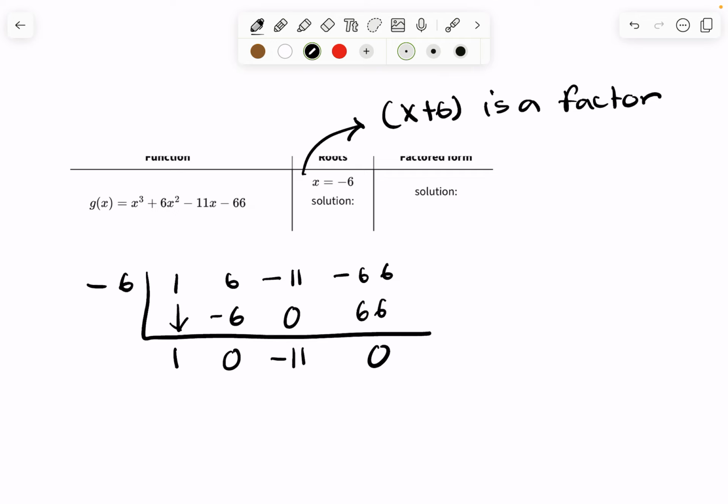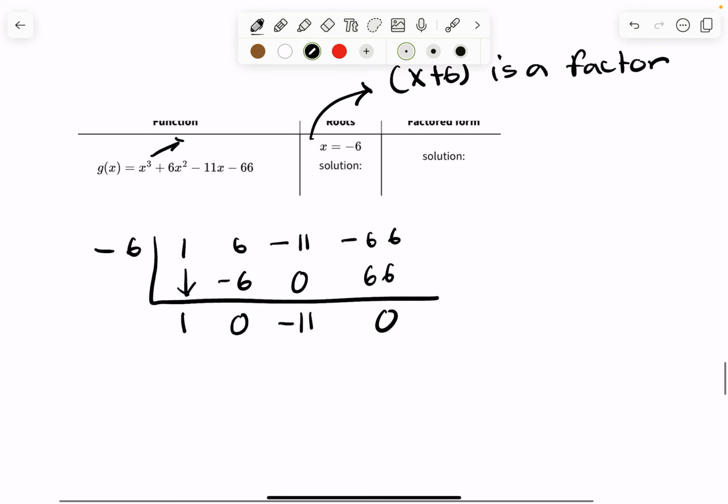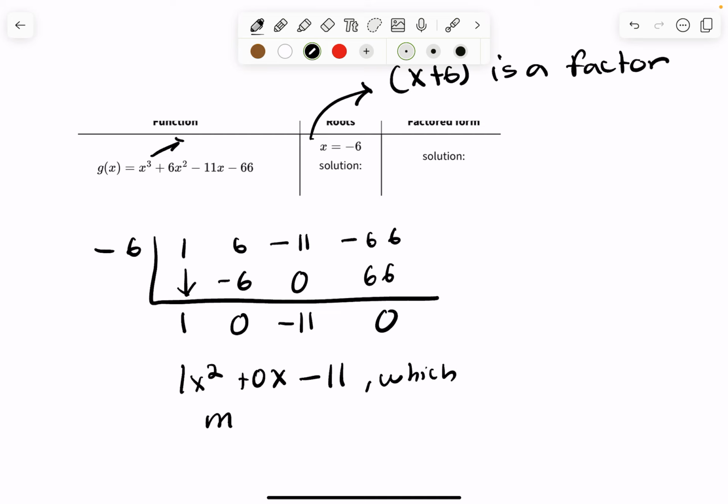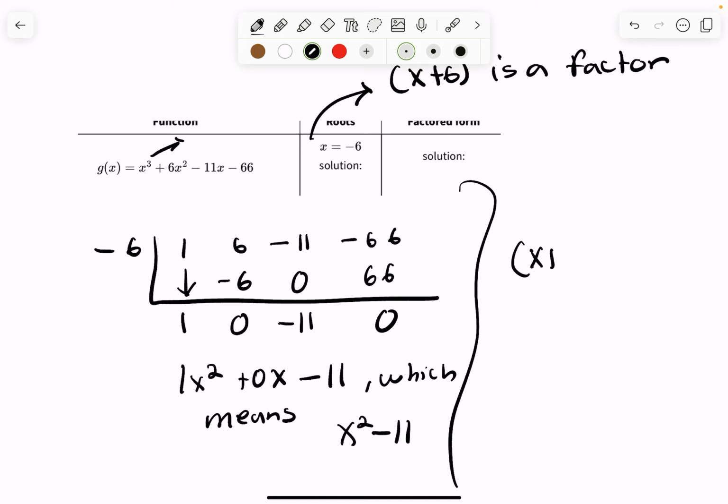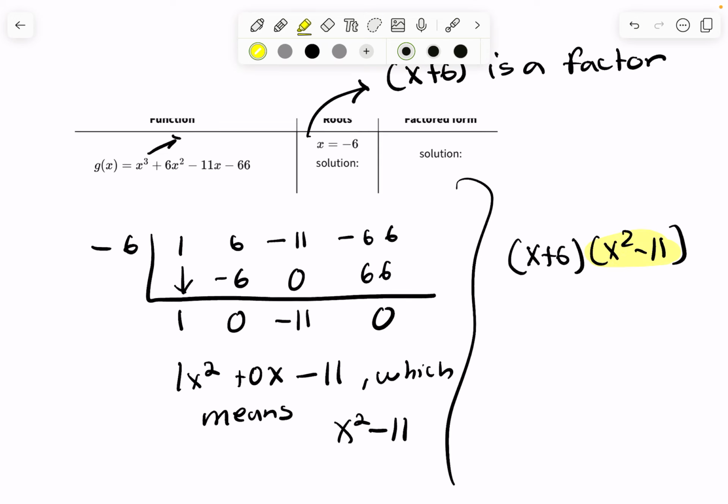And we get 0. I started with a power of 3. So that means it's going to be 1x squared plus 0x minus 11, which means x squared minus 11. So far, we have x plus 6 and x squared minus 11. So this is pretty much factored form. However, because of the fundamental theorem of algebra, I should have 3 roots. So I need to get 2 roots from this.